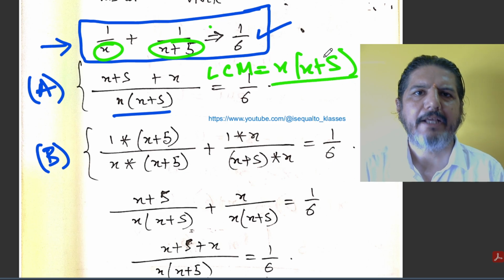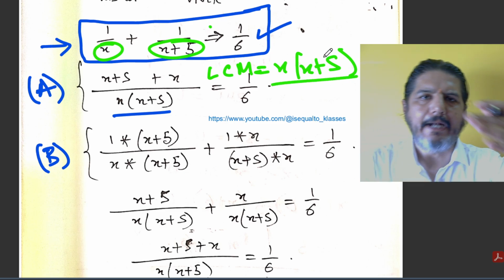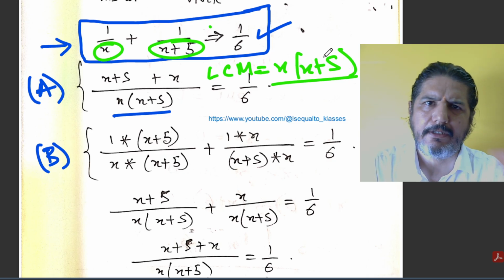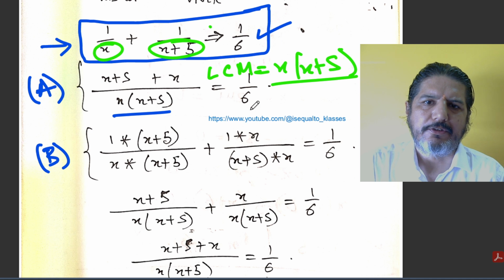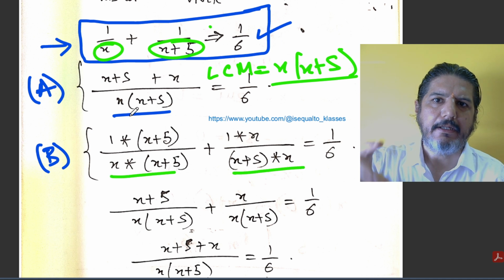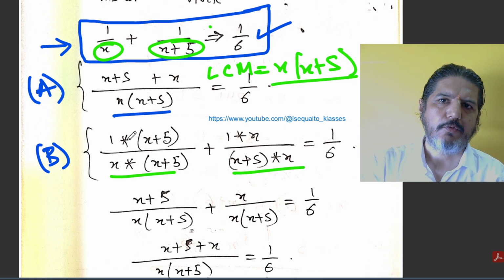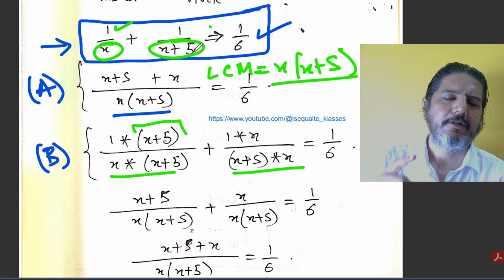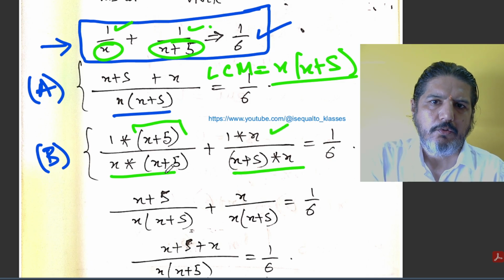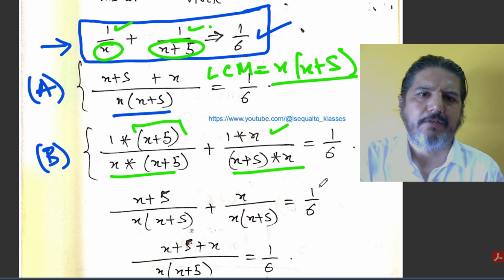This method is the same as we have done for numbers. See, adding algebraic fractions is the same as adding numeric fractions. They are one and the same. So the LCM is x into x plus 5. Now, I multiplied the denominator by x plus 5. So I'll have to multiply the numerator by x plus 5. That is what I have done here. I have multiplied the denominator by x. So I'll have to multiply the numerator by x. So here the fraction becomes x plus 5 upon x into x plus 5. Here it becomes x upon x into x plus 5 is equal to 1 by 6.